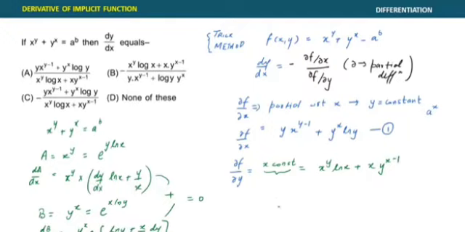Now your target was to find dy by dx. We have already written that it will be minus times delta f by delta x, right? So this will be y x raised to power y minus 1 plus y raised to power x ln y, whole divided by x raised to power y ln x plus x y raised to power x minus 1. Now if you see, your answers are also arranged in some similar pattern. Can you tell me what is the answer now? Very simple, right? It's simply written over here. So C is the answer.